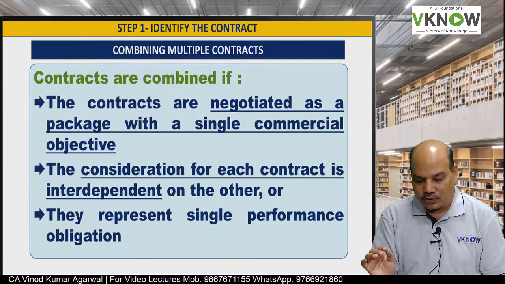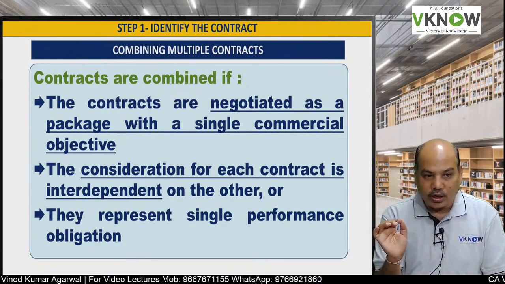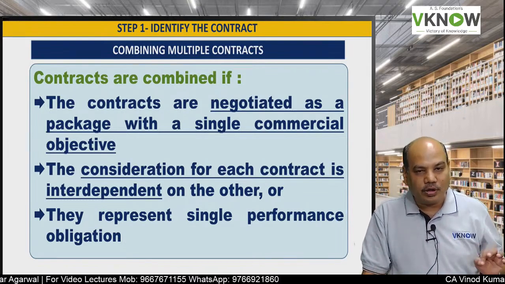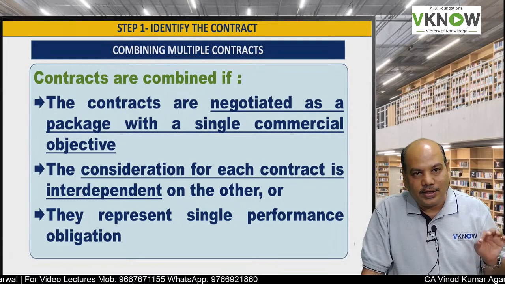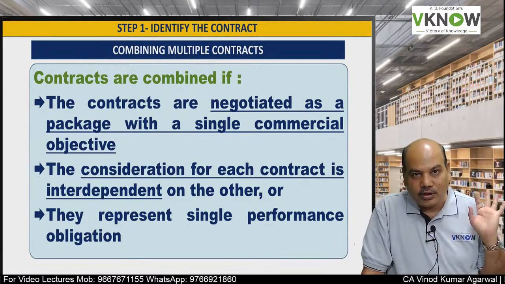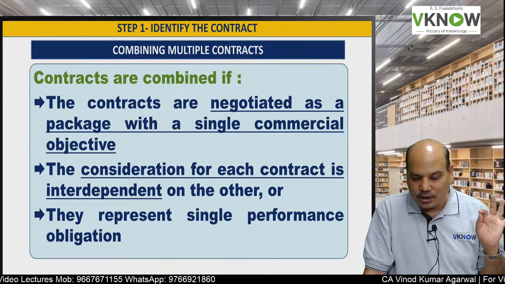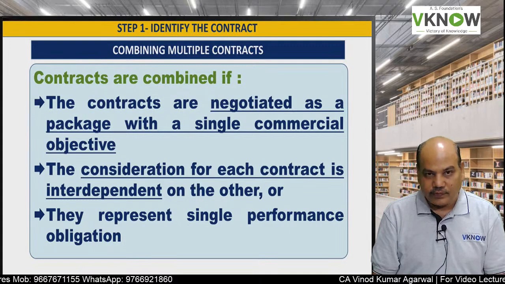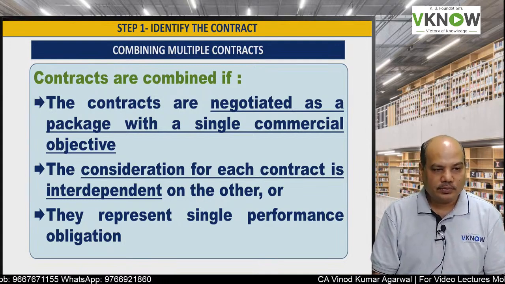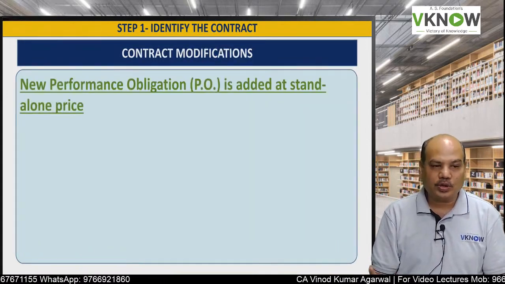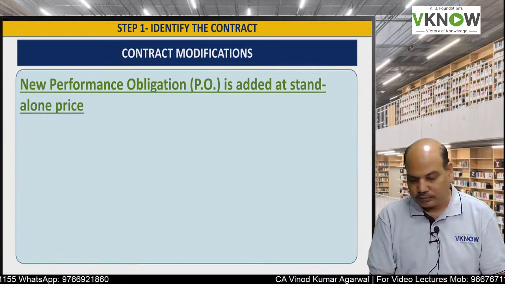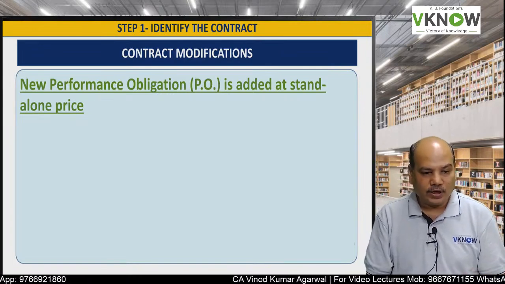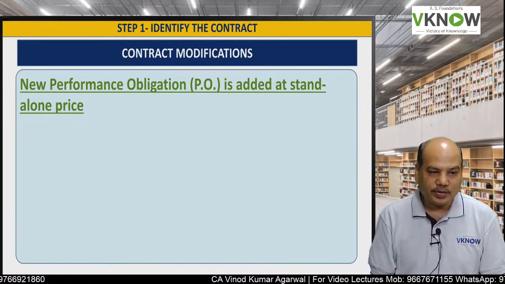The second condition is that each contract is interdependent on the other. The price of one contract is somewhere dependent on the price of the other. And the third condition is they represent a single performance obligation. If these three conditions are satisfied, then contracts can be combined for accounting purposes as one contract. Then what is the meaning of contract modification and what is the accounting treatment for that?